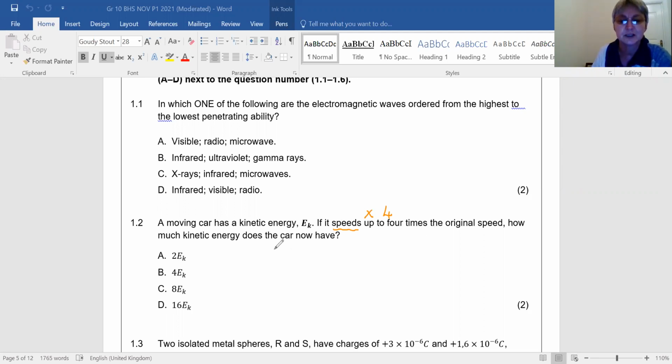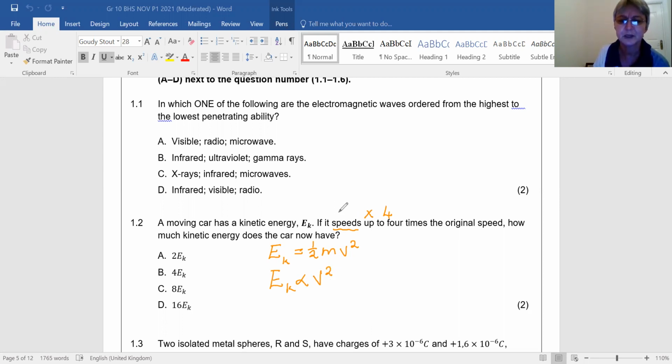To answer this question, I need to know what the equation is to calculate kinetic energy. It is a half times mass times speed squared. Now, the mass of the car would stay relatively constant. We take that as constant, and a half is a constant. So the kinetic energy of the car is directly proportional to the speed of the car squared.